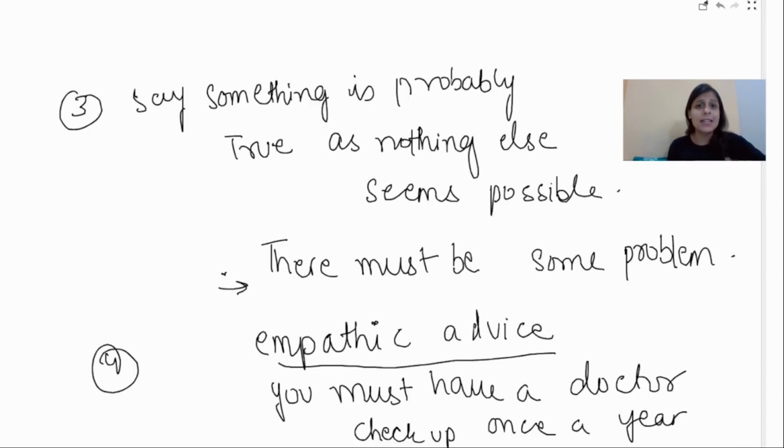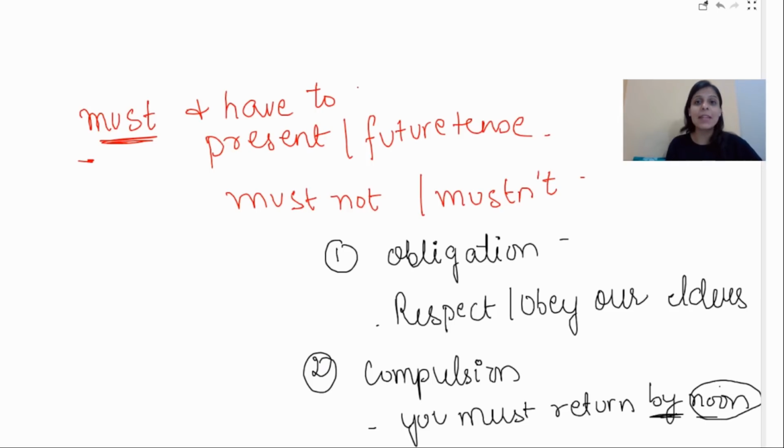You show your concern. Second, when nothing seems possible, the only option you're left with, and then you think that okay, this must have been the case. Then we talked about where we use must is when there's an obligation. You have to do it. Respect or obey our parents. Like we must respect or obey our parents or maybe elders. Similarly, when there's a compulsion, you must return by noon.